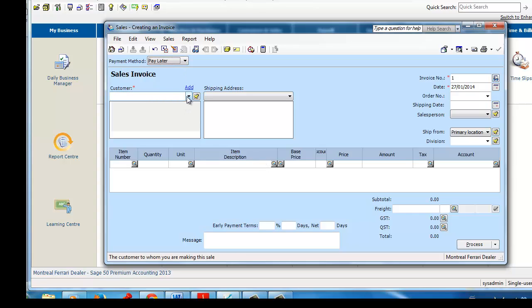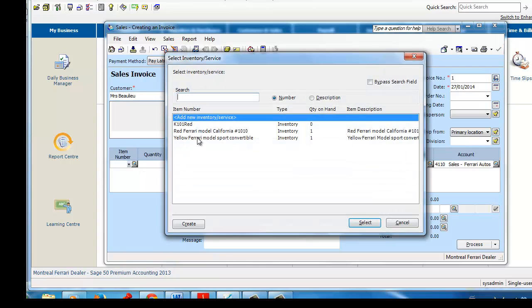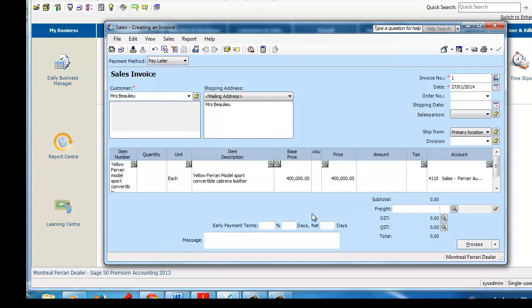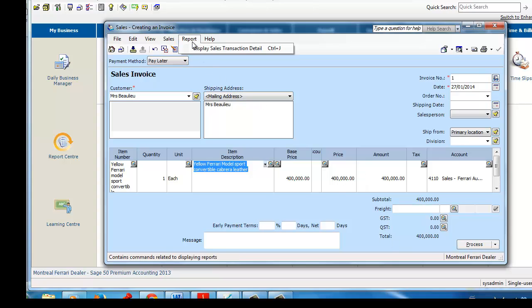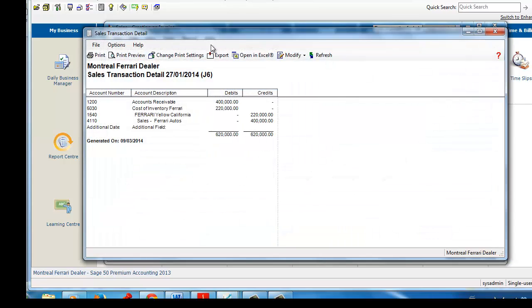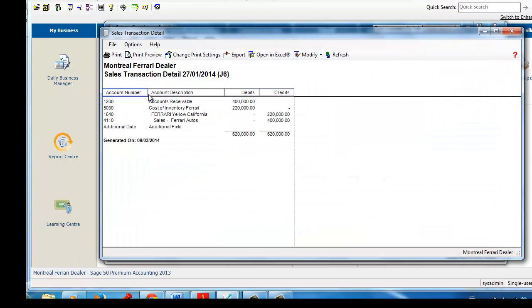There's no problem. We know the customer did a credit search and she is a multimillionaire, so there's no problem in receiving payment. Name of the customer is Mrs. Beaulieu, and she has decided on purchasing the yellow Ferrari. We are going to sell one item, obviously. Total sale price $400,000. The moment we enter process or post, what is the accounting system going to generate as a journal entry? Here we go.